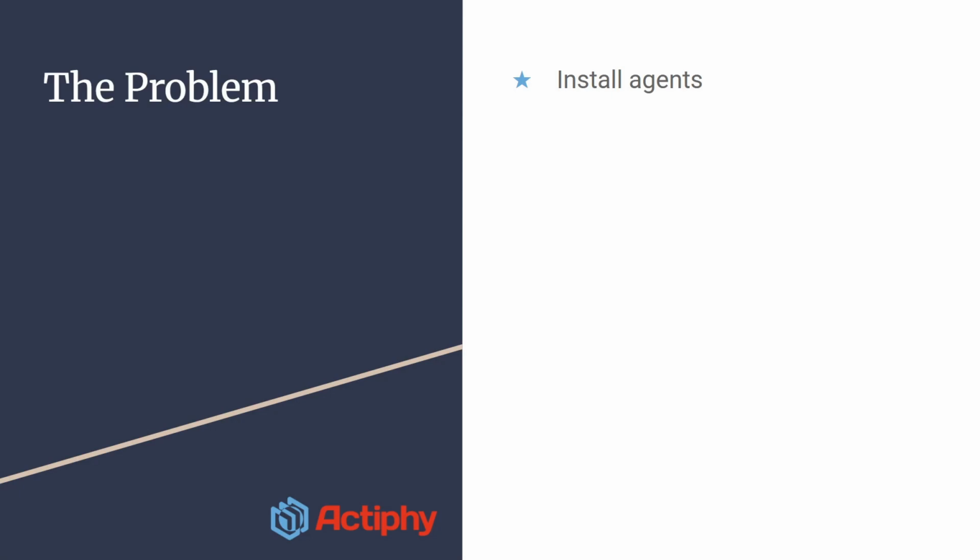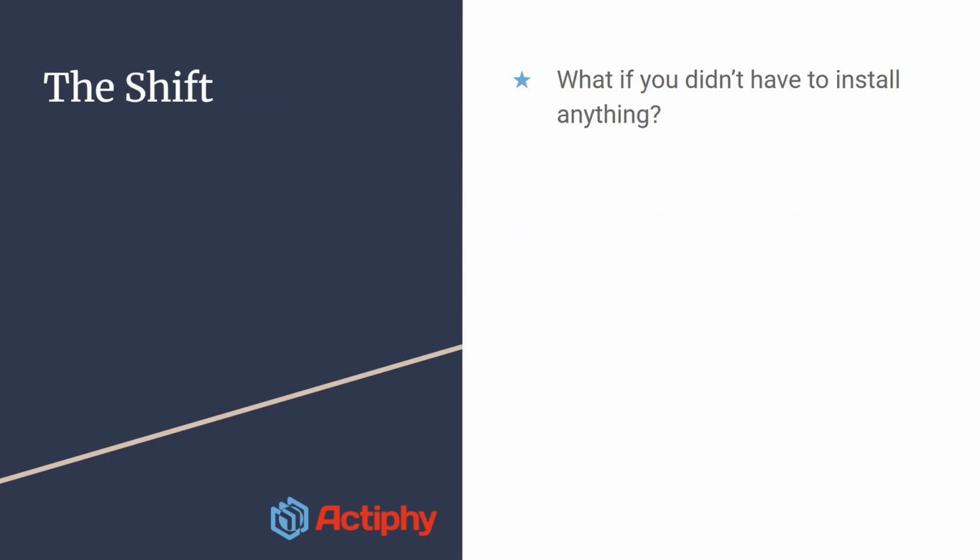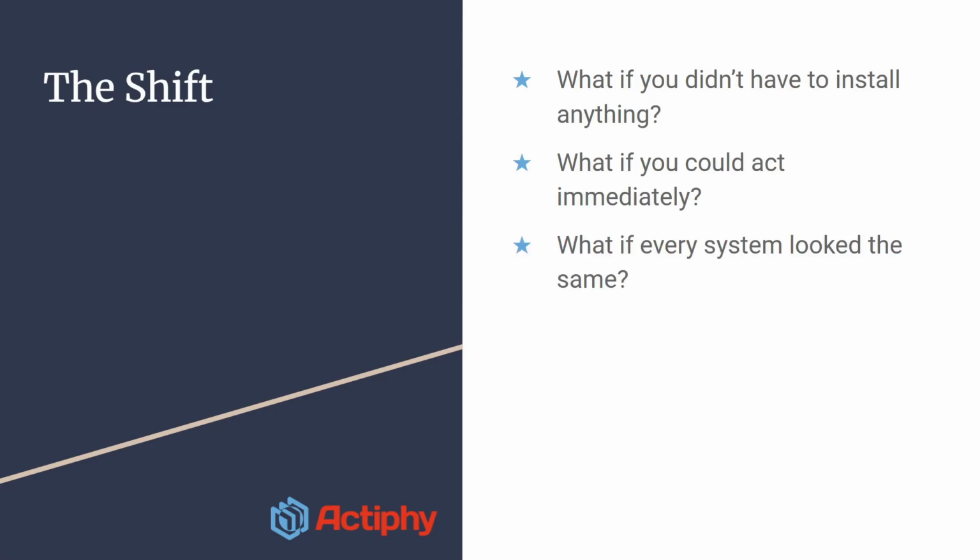Traditional tools assume you can install software, then configure jobs, and wait for backups to complete, all while hoping the system doesn't fail before you're ready. So let's change the model. What if you didn't have to install anything at all? What if you could walk up to a system and act immediately? What if every system, regardless of environment, looked the same to you?